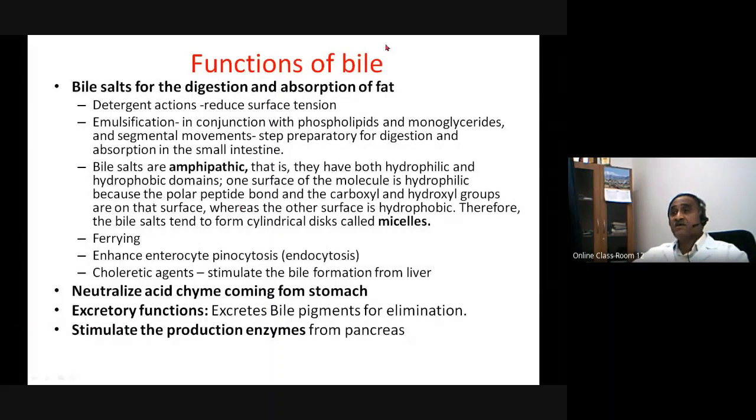Then the bile salts, bile itself, stimulate the production of the enzymes of the pancreas, because bile alone cannot do it. Bile has a limitation. Bile has no enzyme system, nothing to break down. Whereas pancreatic lipase is there in the pancreas, and that pancreatic lipase is required. So for that reason, the presence of bile or even the bile salts will activate the pancreatic cells to secrete the pancreatic lipase. These are the functions of the bile.